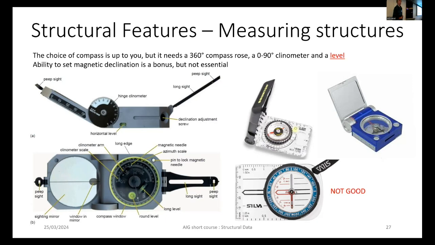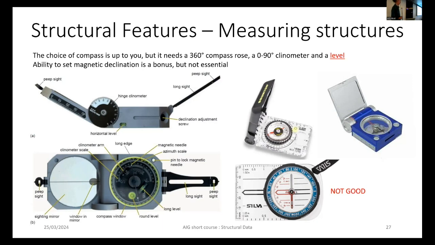a bubble. Why do you need a bubble? Because you need to find the horizontal on your compass, which will give you a dip direction. If you haven't got the bubble, you're basically clawing in the dark. If you've got shallow features, you'll be fine. If you've got steep features, you'll be really in trouble if you haven't got a bubble on it.